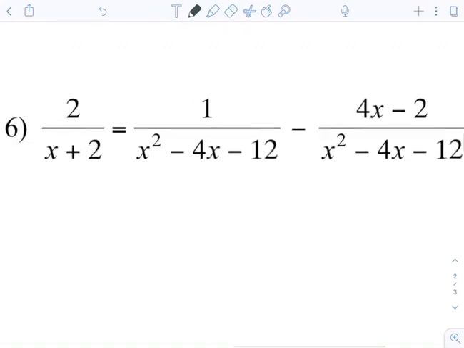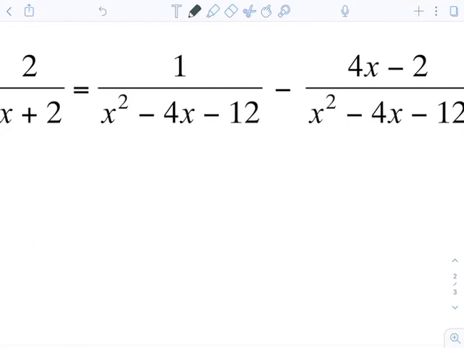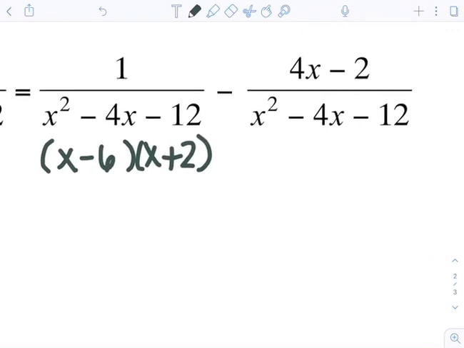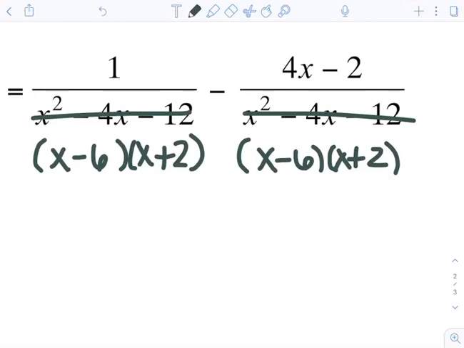Okay, number 6. So I see some denominators that I could factor. So this becomes x and x. It's got to multiply to be -12, but add to be -4. That's -6 and +2. And the second one factors the same way because they're the same thing. Before we even start multiplying things, I want you to change this to addition and distribute your negative. So this becomes a minus and that becomes a plus. The minus goes to both things in that fraction numerator.